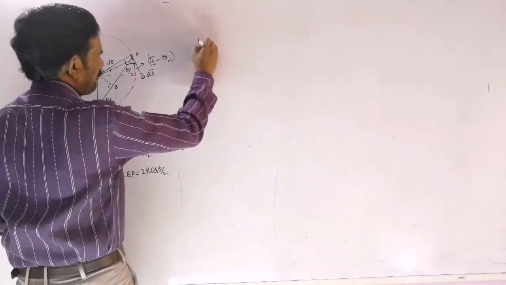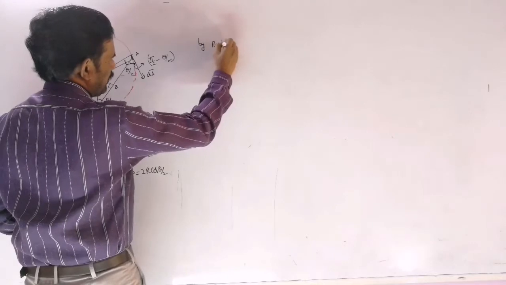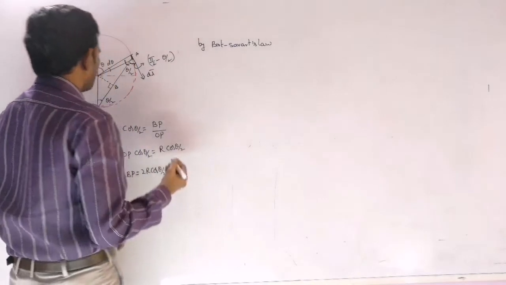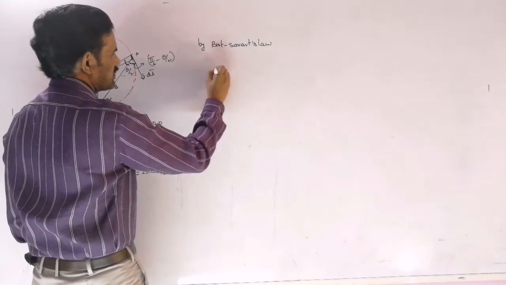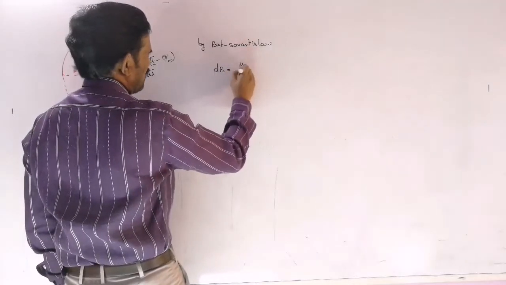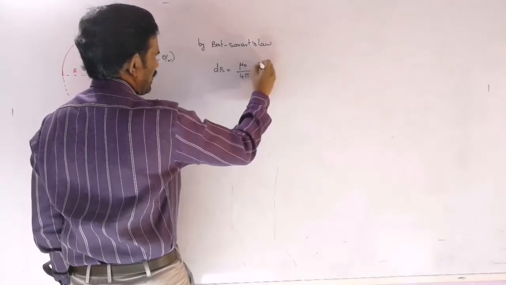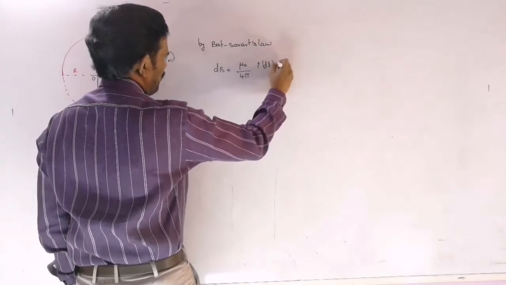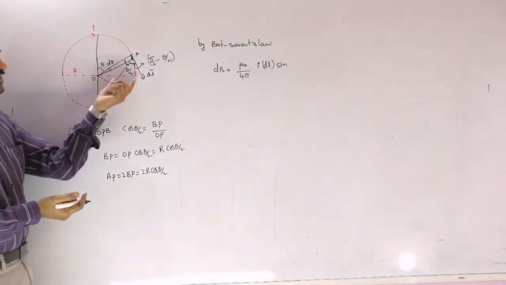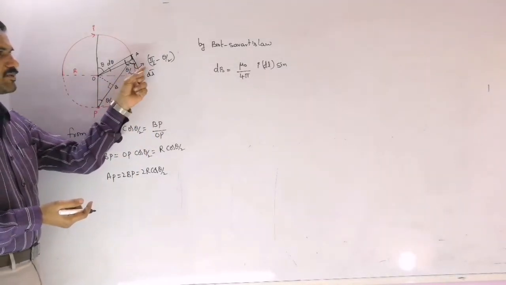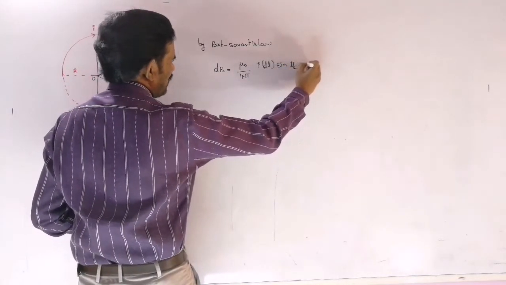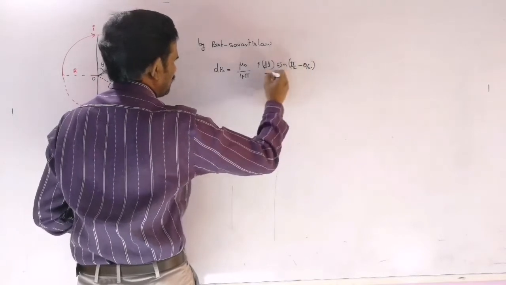So by Biot-Savart's law, what we can write is dB equal to mu naught by 4 pi into I dl into sin theta. We need to write the sine angle here. So the angle is this one, what I said. This angle is nothing but pi by 2 minus theta. So the angle between R bar and dL bar is pi by 2 minus theta by 2.